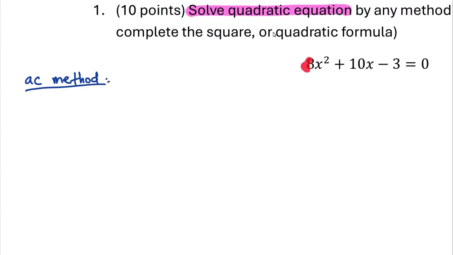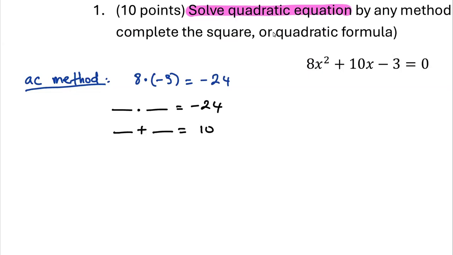Okay, so I have 8 and -3. 8 times -3, I do that one first. That giving me -24. And I am looking for two numbers that when they multiply together, that equals -24, and when they add, they equal 10. So the two numbers I can think of will be 12 and -2.